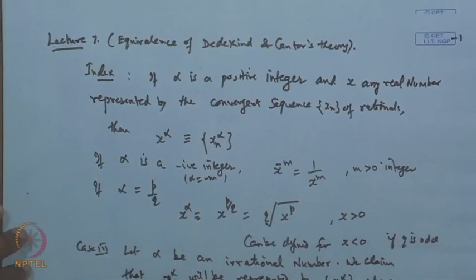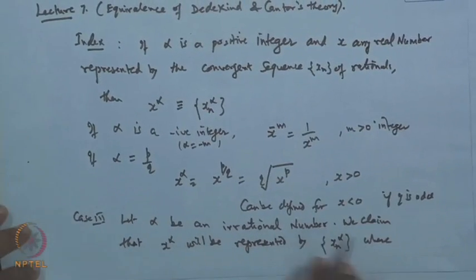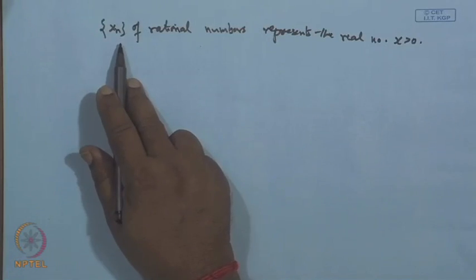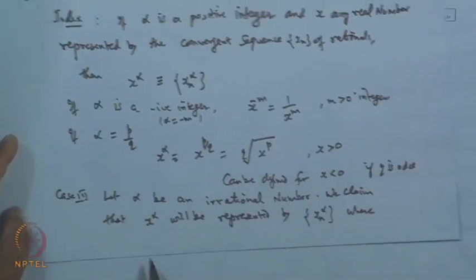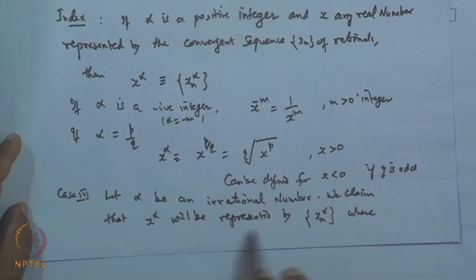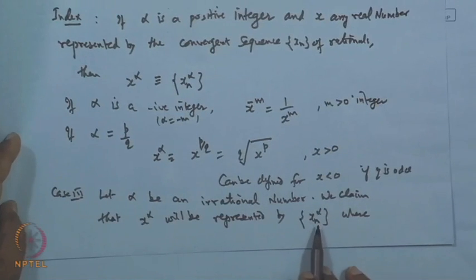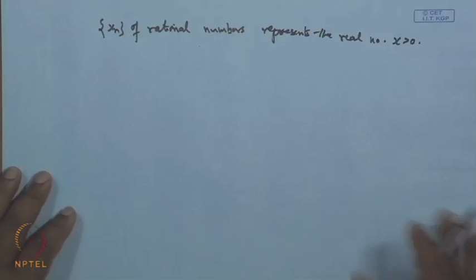Now, let us come to the irrational number. If alpha is an irrational number and x is any positive real number represented by a sequence x n of rational numbers, then we claim that x to the power alpha will also be represented by x n to the power alpha. That is our claim. So, let us see the proof of this.